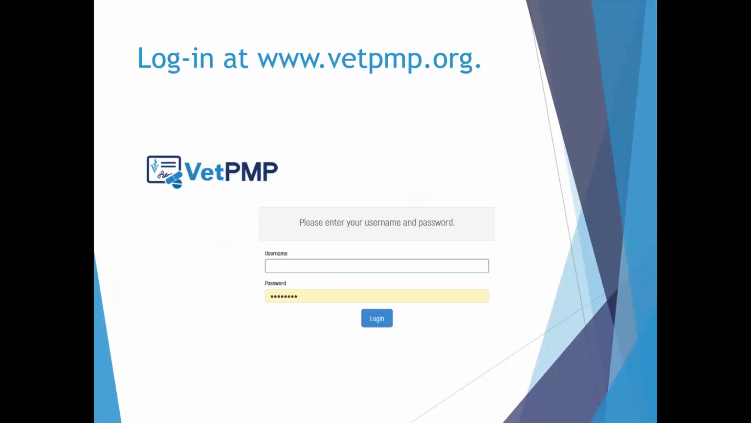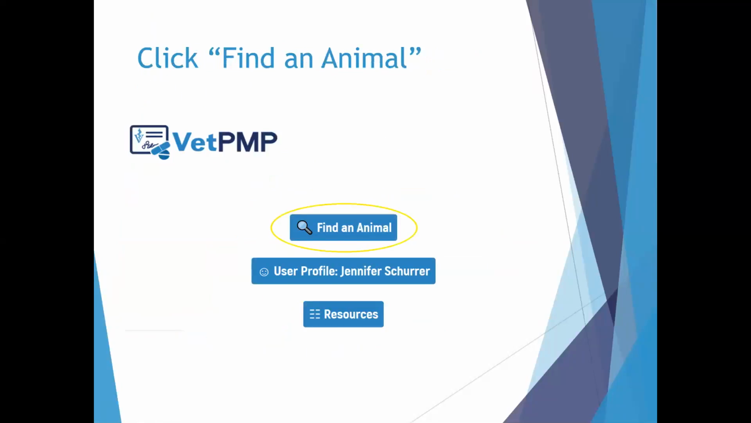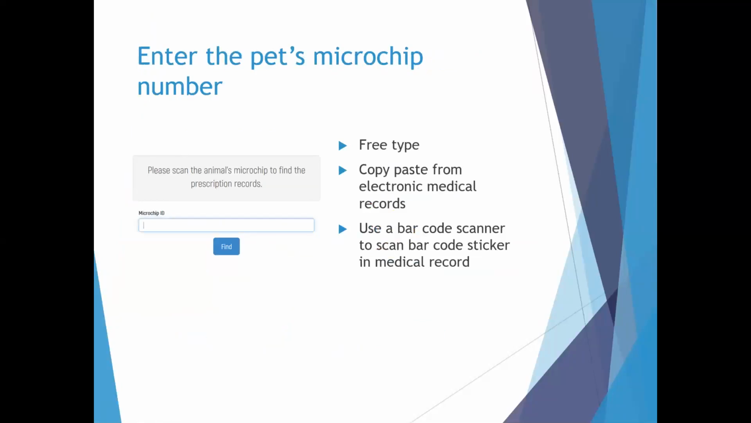So to start from the top, you're going to go to vetpmp.org. You're going to put in your username and password. If you do not have one, I recommend reviewing the webinar movie on how to set up an account. The next thing we're going to do is click on Find an Animal. We're going to enter the pet's microchip number.